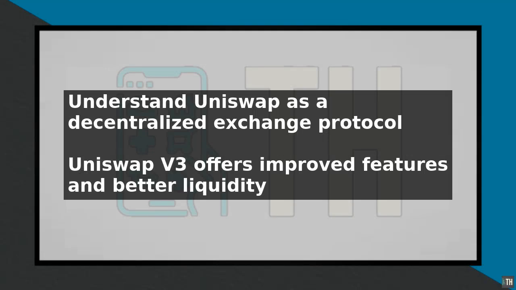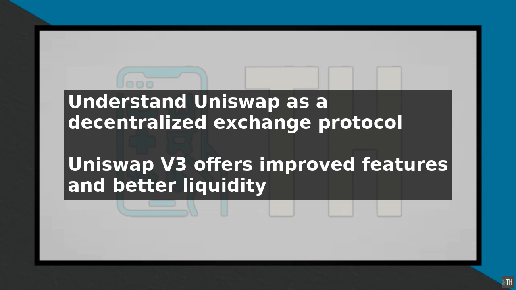To get Uniswap V3, start by understanding what Uniswap is: a decentralized exchange protocol that enables users to trade cryptocurrencies in a trustless manner. Uniswap V3 is the latest iteration of this protocol, offering improved features and better liquidity.